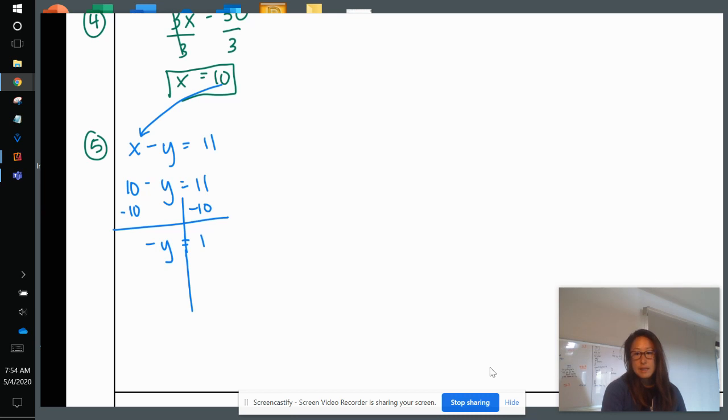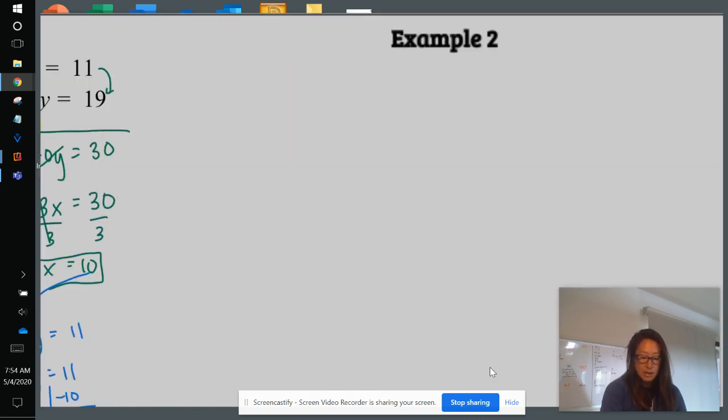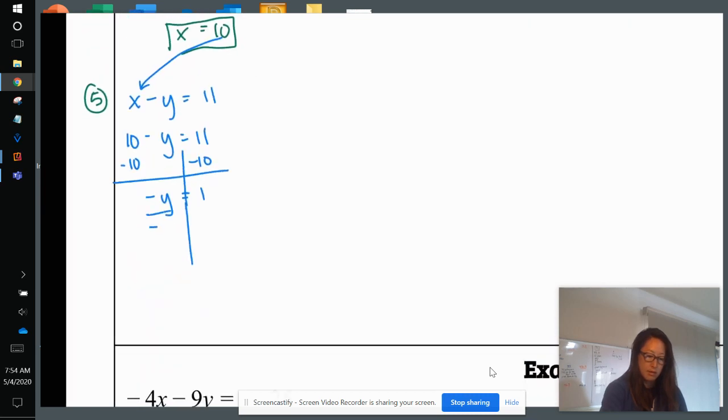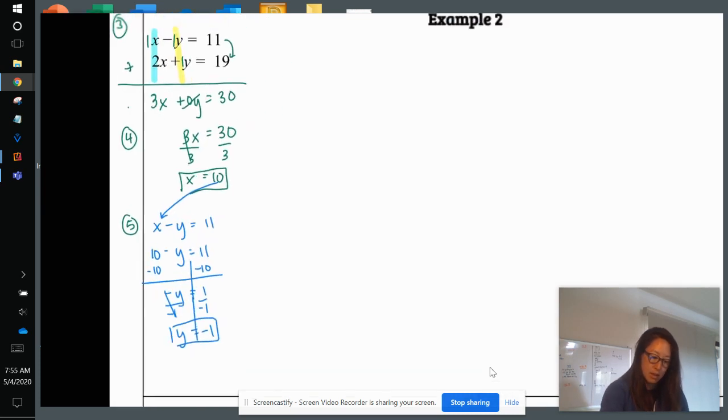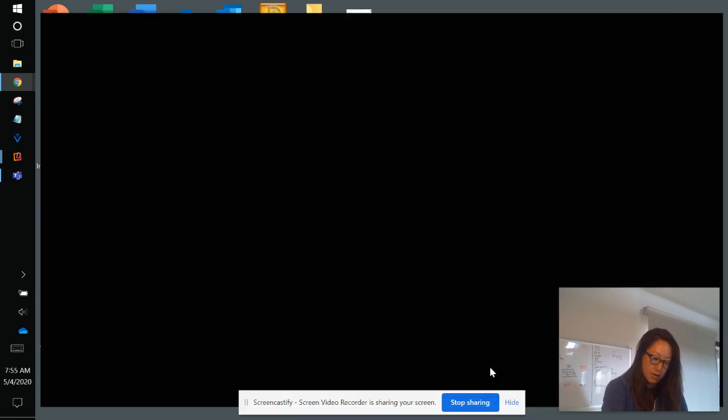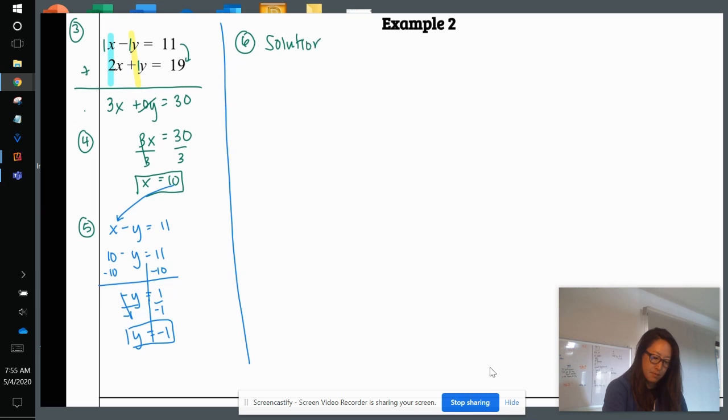Even though y is isolated, it needs to be a positive y. So, oh, that's crazy. Okay, so we're going to divide by negative 1 on both sides. So negative 1 divided by negative 1 is 1. And 1 divided by negative 1 is negative 1. So this is my second part. I'm going to put a line so I can keep my work neat. Step 6 is my ordered pair. So the solution is 10 comma negative 1.